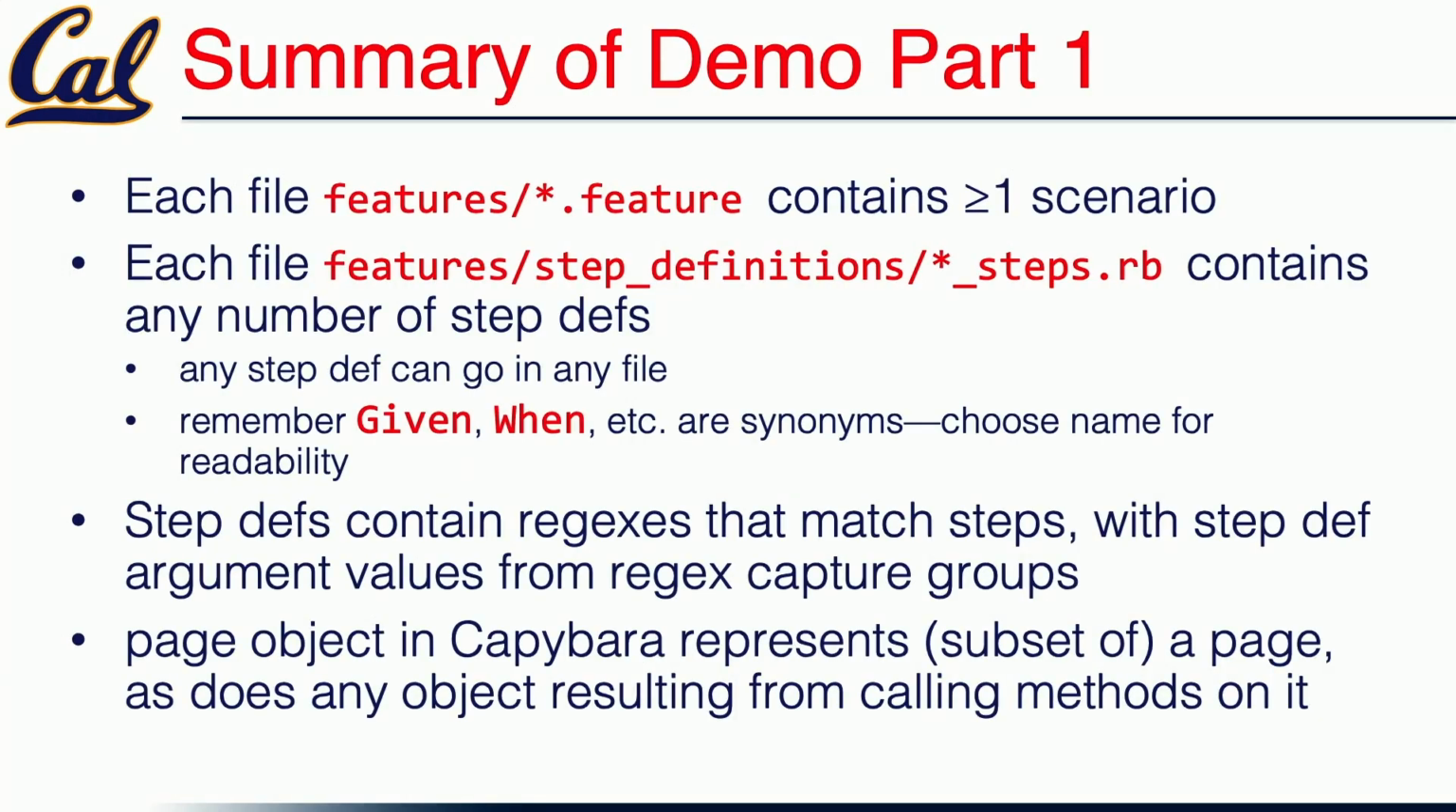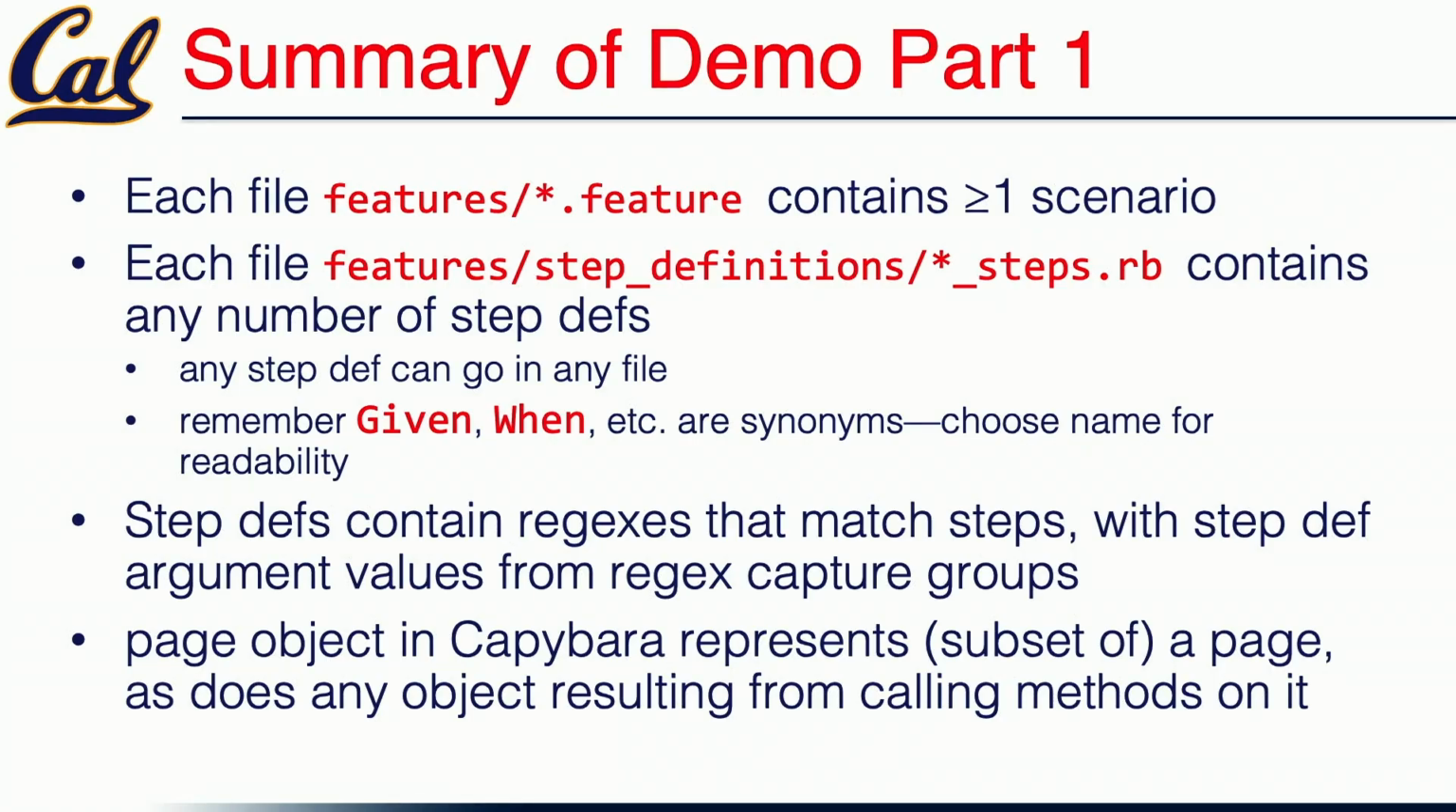So to summarize what we did in the first part of the demo, in terms of some mechanics, we found that there's a directory that goes in your Rails app called features. Every file in there has a name that ends in .feature, and it contains one or more scenarios. Usually they're a collection of scenarios related to a single user story. There's also a subdirectory called step definitions, and every file in there has a name like something_steps.rb. They contain zero or more step definitions, and it doesn't matter which one goes in which file because all of the files are loaded in.